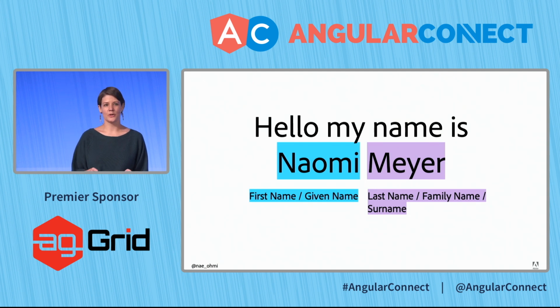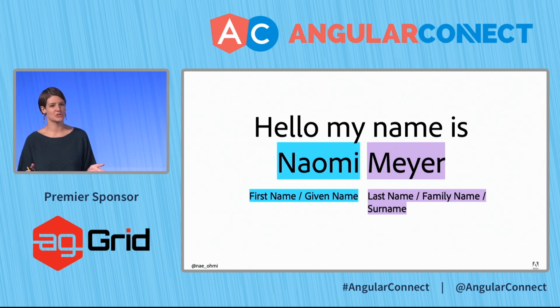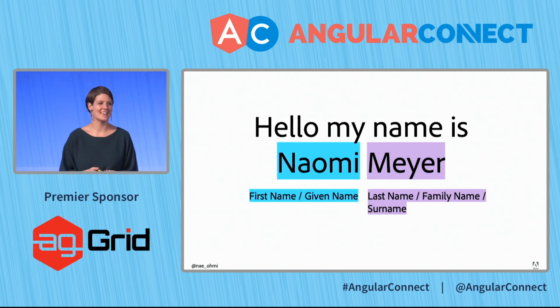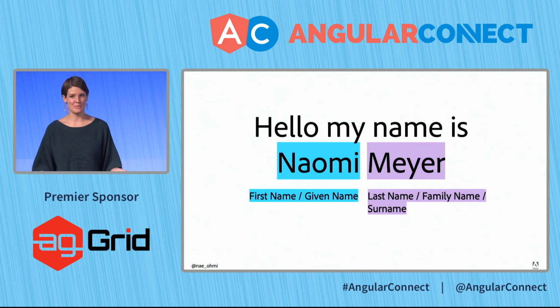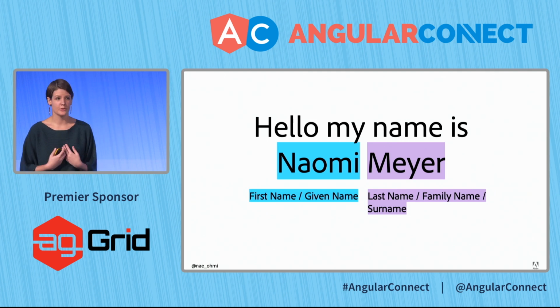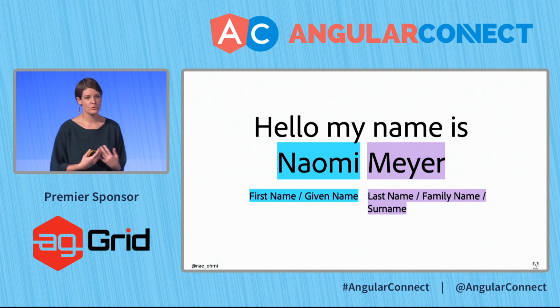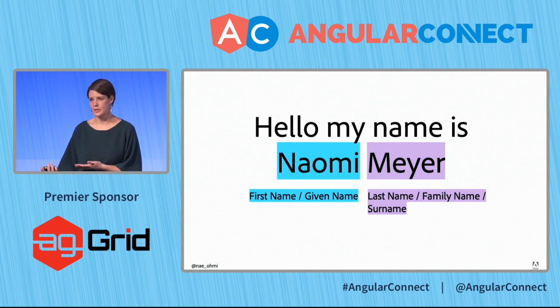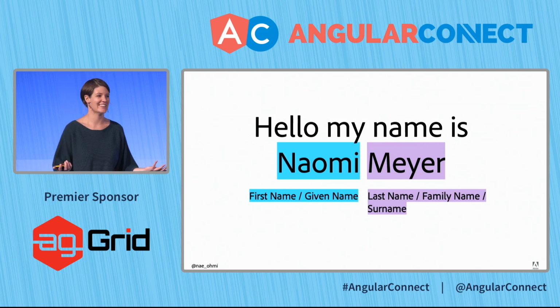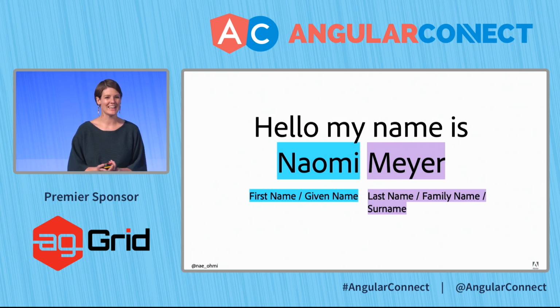So I want to go over an example that I think is kind of interesting to paint the picture of internationalization. When I started, I said, hello, my name is Naomi Meyer. I use the common American English syntax, where I define myself by my first name or given name, followed by my last name, family name, or surname, right? And that's what most of us have been doing here at Angular Connect when we meet new people, right?